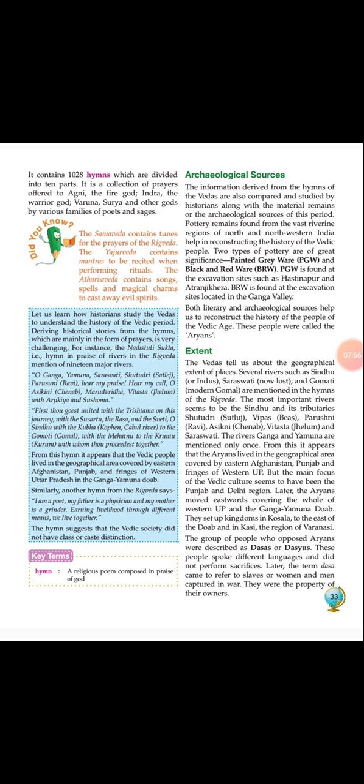It means the main archaeological source is pottery, and it is divided into two groups: Painted Grey Ware, PGW, and Black and Red Ware, BRW. PGW is found at Hastinapur and Atranjikhera, and BRW is found at excavation sites located in the Ganga Valley. Both literary and archaeological sources helped us to reconstruct the history of the people of the Vedic age. These people were called the Aryans. Now extent, it means the part where the Vedic age or Aryans spread.